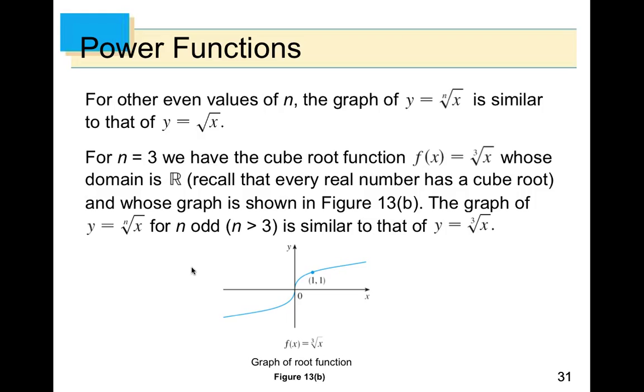These functions are going to alternate back and forth in appearance between even and odd roots. So the fifth root of x will look very similar to the cube root of x, and the seventh root of x will look very similar to the cube root of x. What's going to change is the flatness of the curve between 0 and 1 on the y-axis.